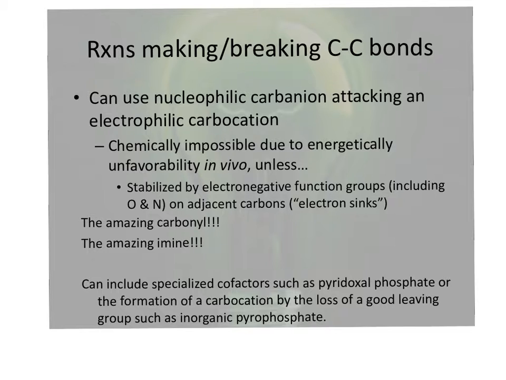And so in particular we're looking at the carbonyl and the imine. Those are the two biggies that are electron sinks. Okay. And then I've also just included the fact that some of these specialized cofactors like TPP and pyridoxal phosphate can also help with that. We'll find that with magnesium a lot of times, there are phosphates around, it's used.